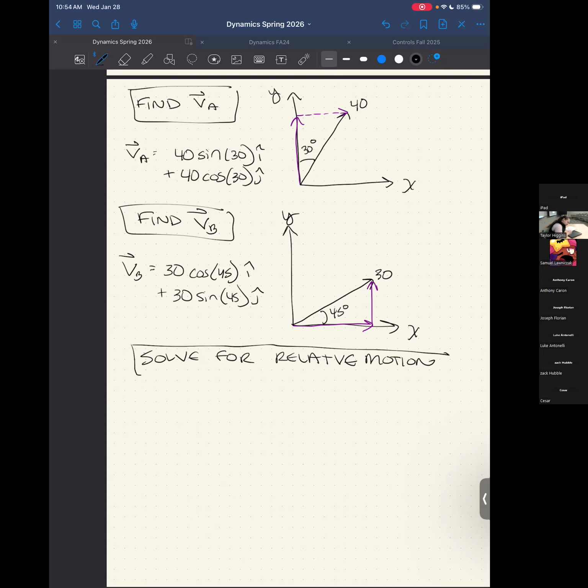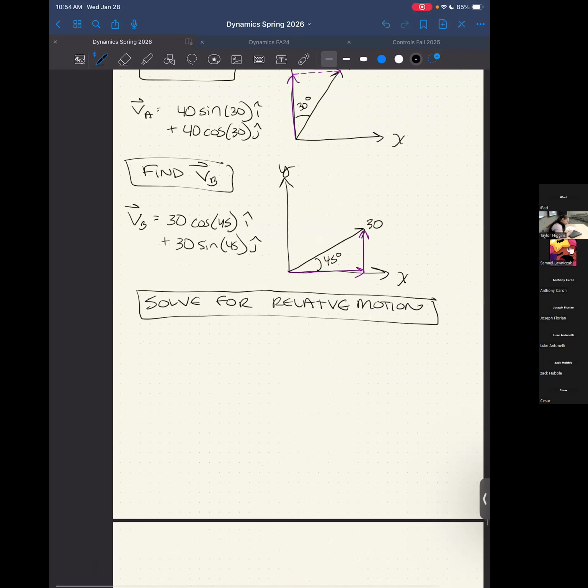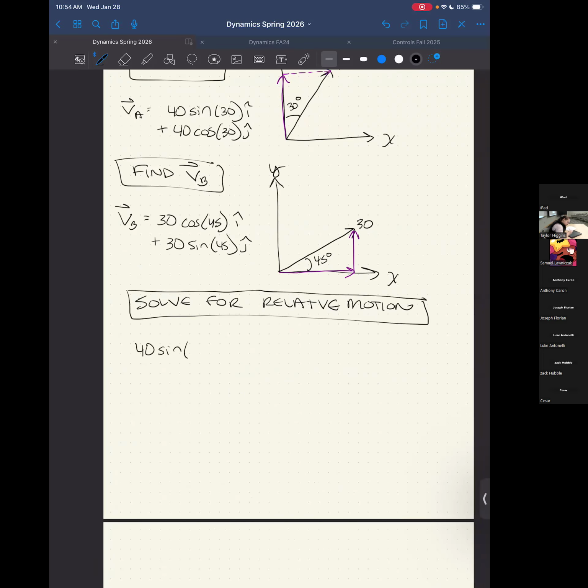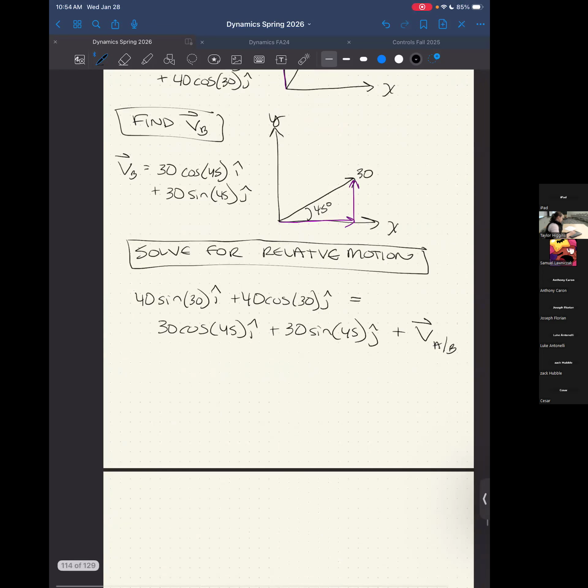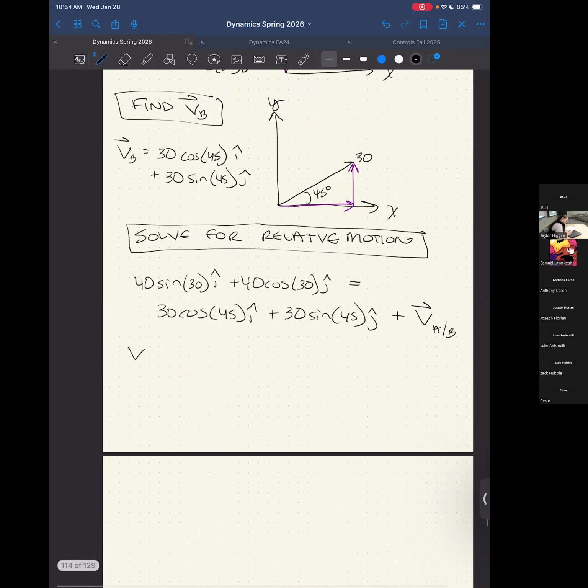Solve for my relative motion. I need VA on the left-hand side, equals VB on the right-hand side, plus the relative velocity. Now I can solve for VA/B.